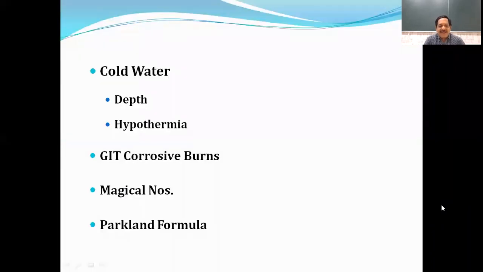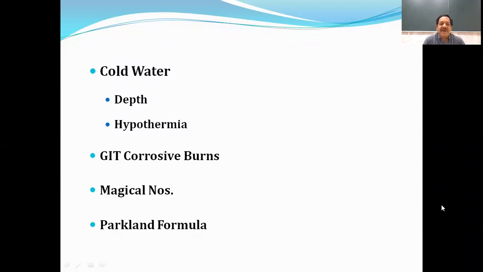One question last time asked was how the cold water decreases the depth of the burn. There are two mechanisms. One is by reducing the temperature of the burning agent. Second, by slowing down the delayed microvascular damage. By these two mechanisms, cold water helps in decreasing the depth of the burn in a case of superficial or partial thickness burns. Another question is, does it produce hypothermia? That will be answered during the course of this lecture.